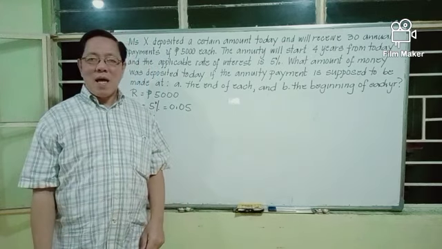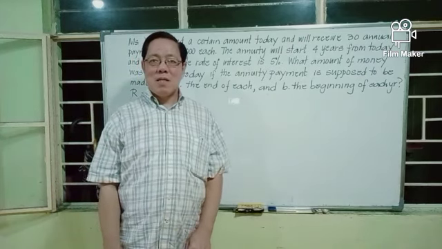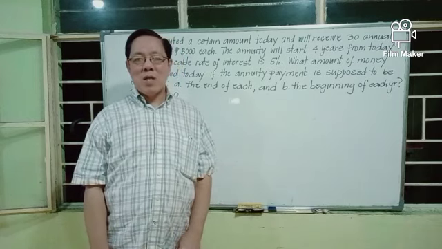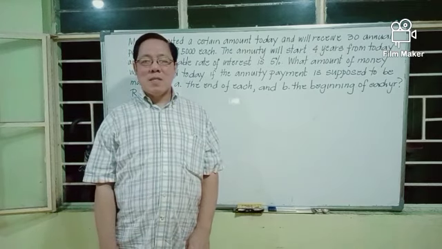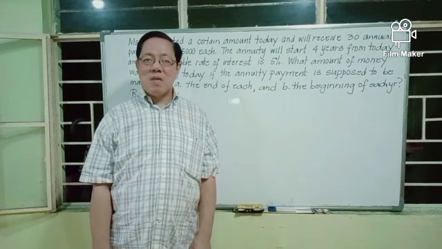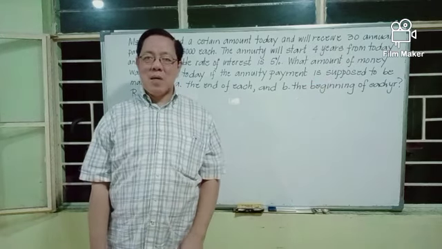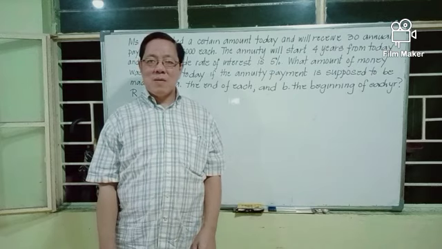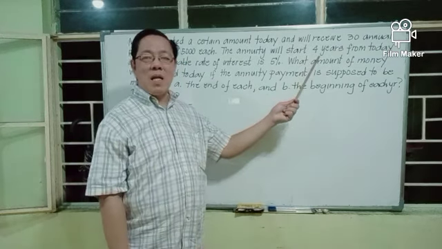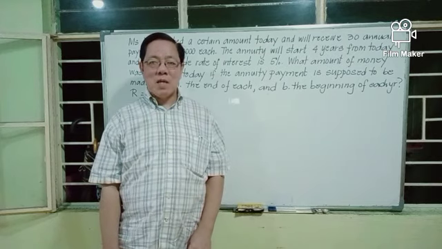In this problem, Miss X made a lump sum deposit today, but this amount is unknown, and that is what we want to find in this problem. And in return, Miss X will receive a regular payment of 5,000 pesos each year for 30 years, 30 annual payments. But Miss X will not receive the 5,000 pesos until 4 years have elapsed. That is, the first payment will be deferred or delayed for 4 years.